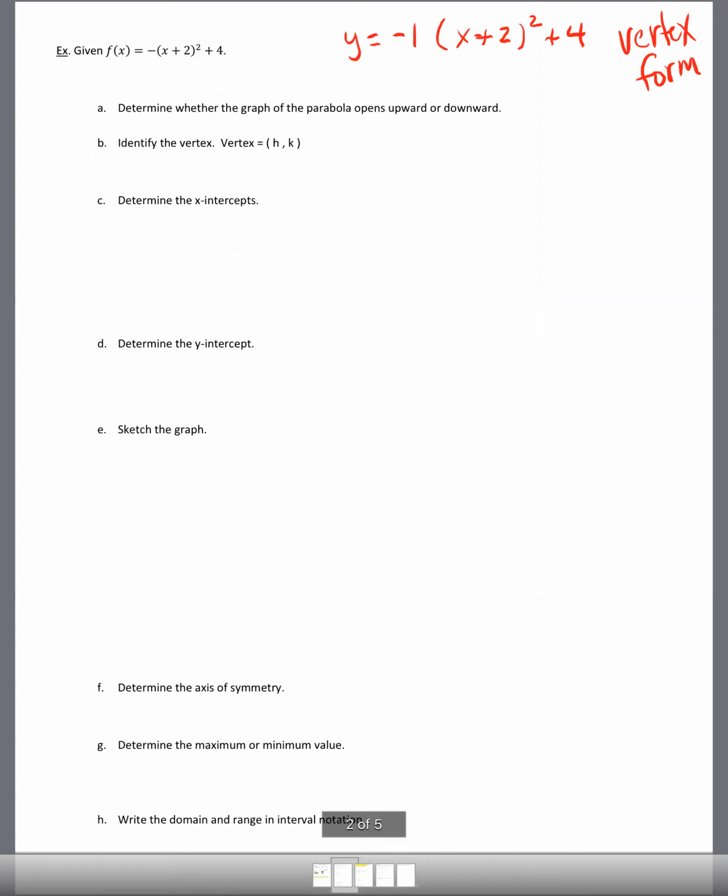First thing, let's see what they ask us. They say, part A, determine whether the graph of the parabola opens upward or downward. Remember what allows us to make that decision. We always look at the value of A. In our case, A is a -1. That means that A is less than 0. And according to our information on page 1, this will force the graph to go upside down, or what we call downward.